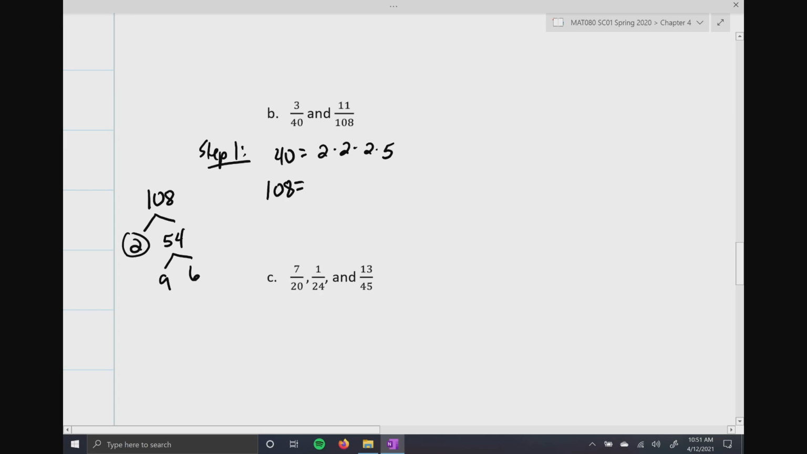54 is 9 times 6. They're both composite. So I'll break down the 9 into 3 times 3, and the 6 into 2 times 3. So 108 is going to be 2 times 2 times 3 times 3 times 3. Okay? Any questions so far?